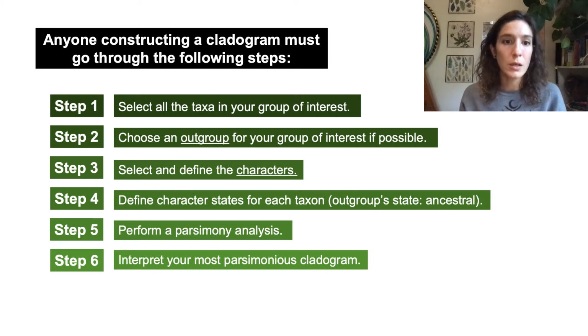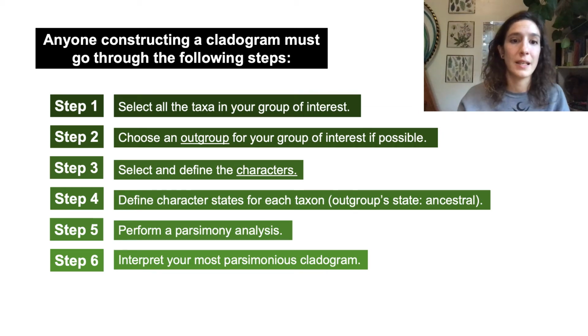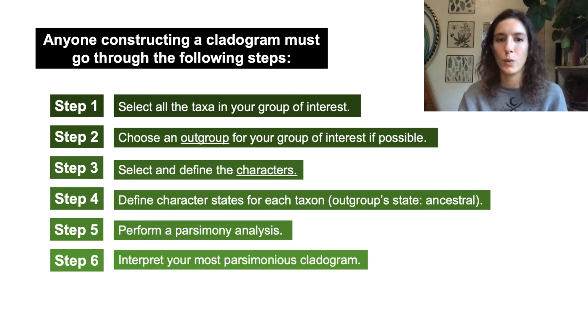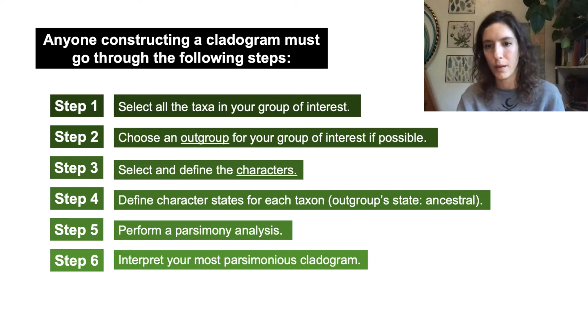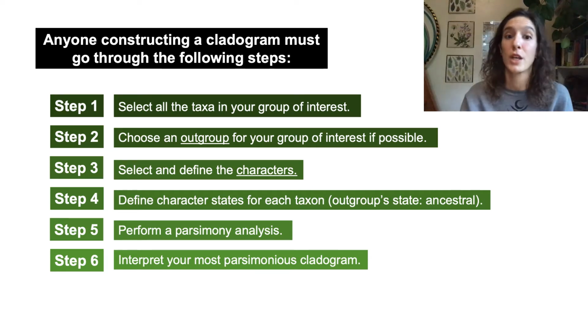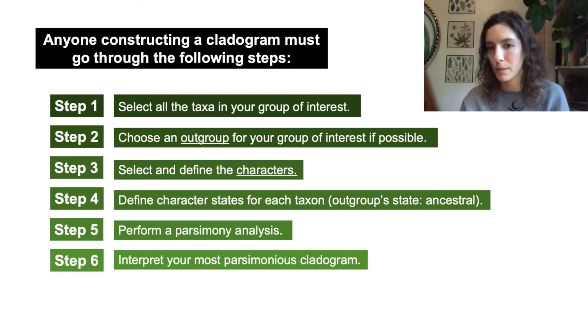Step 3, select and define the characters. Again, you want as many as possible, but the more you get, the more complex. But the more characters you get, the more confident you will be with the hypothesis that you end up retaining or rejecting. All right, step 4, define character states for each taxon, including the outgroups, and the character states for all of the outgroups will be zeros.